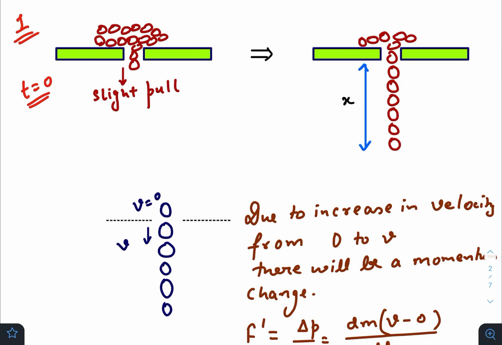At t equals 0, that means when we are starting our stopwatch, this end will give a slight pull, right? And gravity does the rest of the work. It keeps on pulling the rest of the chain downwards. At some instant of time, x amount of the chain has fallen downwards below the table, and let the speed of this portion be v, right?